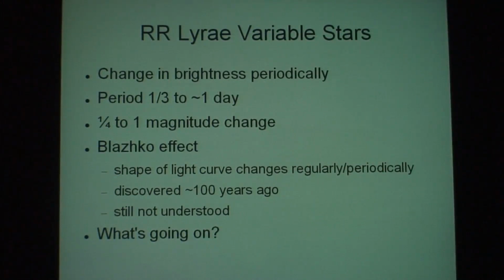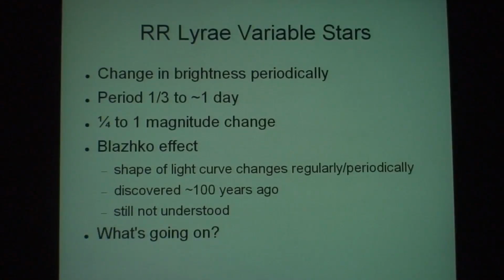One of my main interests in astronomy is RR Lyrae variable stars. This is a type of star named for the brightest member of its class, which is in the constellation of Lyra. They change in brightness. You saw Richard Alexandrovich's slide with the light curve. Well, these stars do something similar.